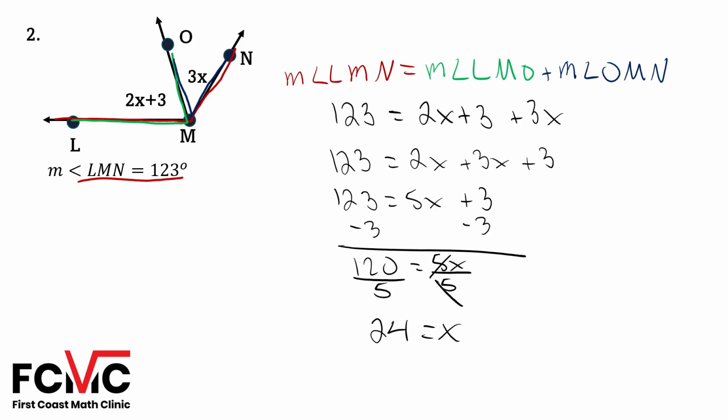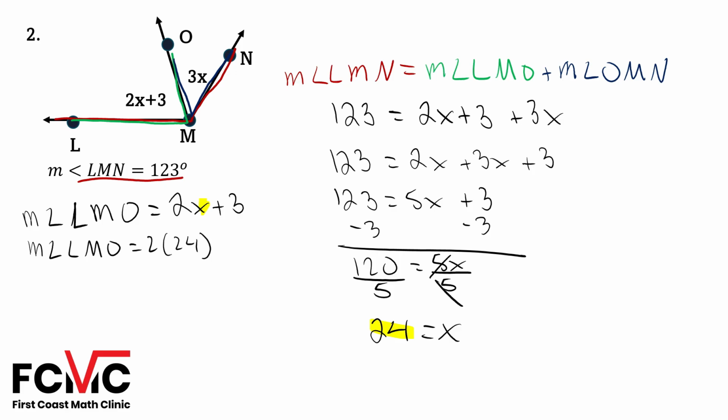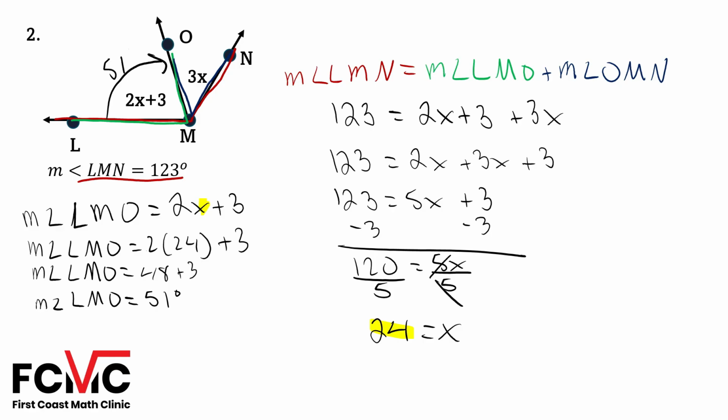Let's take this a step further. Let's figure out some of our angle measures. Let's start with the measure of angle LMO. We know that's equal to 2x plus 3. So I can take 24, put it in for x here. So LMO is equal to 2 times 24 plus 3. 2 times 24 is 48 plus 3. And LMO is going to be 51 degrees. This angle here is 51 degrees.